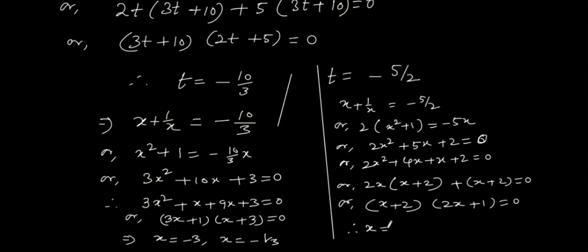So therefore x is negative 2 and x is negative half. So negative 2, negative half, negative 3, and negative 1/3. These are the roots.